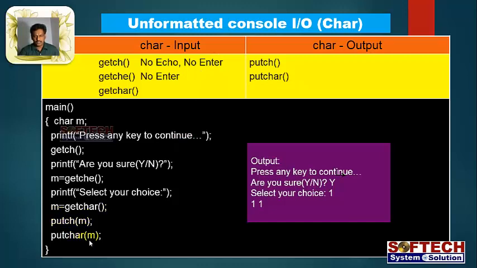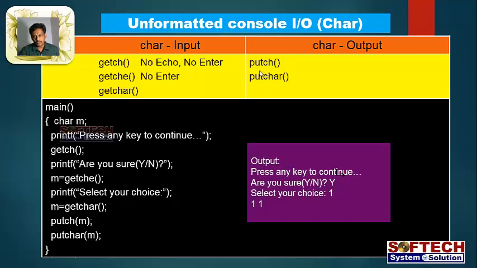Then putch of m, putchar of m, these are the two functions of character output. Both display a character on screen. No difference between putch and putchar. Then what is the reason for two functions? That is getch. If getch is available, the putch is also available. getchar in the input section, getch, output section, putch. getchar, output section, putchar. But no difference between the two functions.